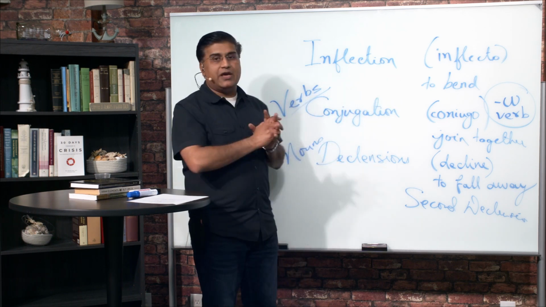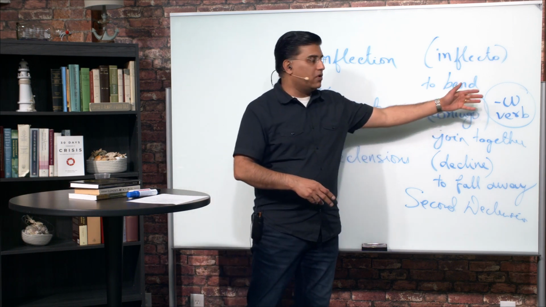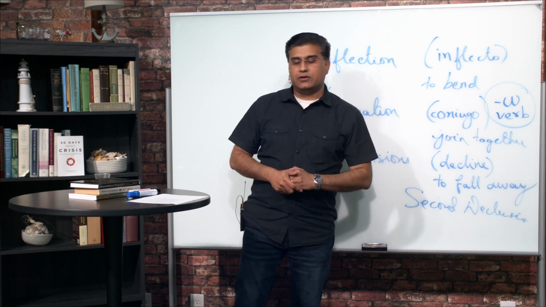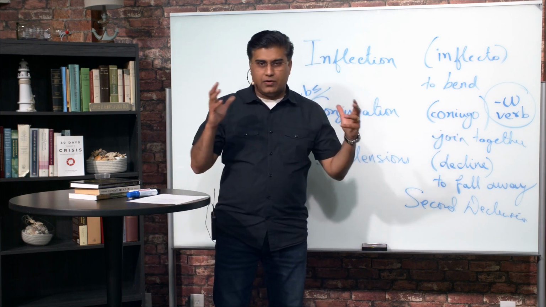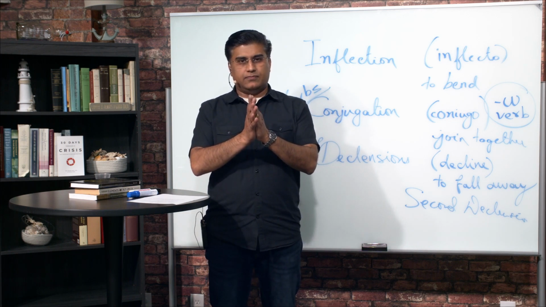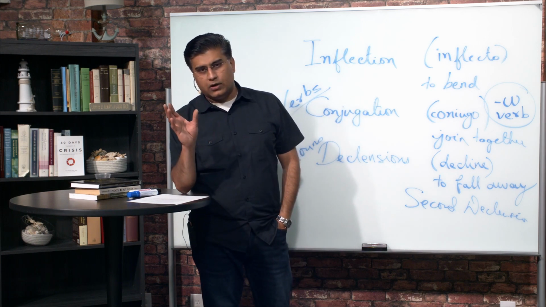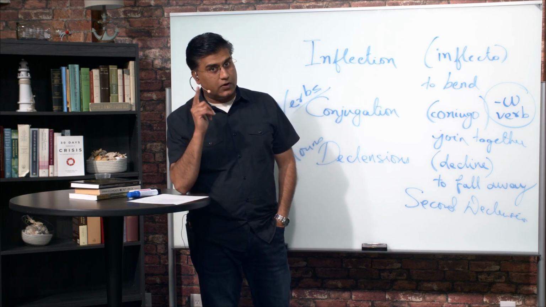A verb, when it changes, you call that a conjugation. Conjugation, conjugo, which means joined together. It refers to related patterns of verbs, are known as conjugations. Omega verb is the most popular one and the one that we will cover first.